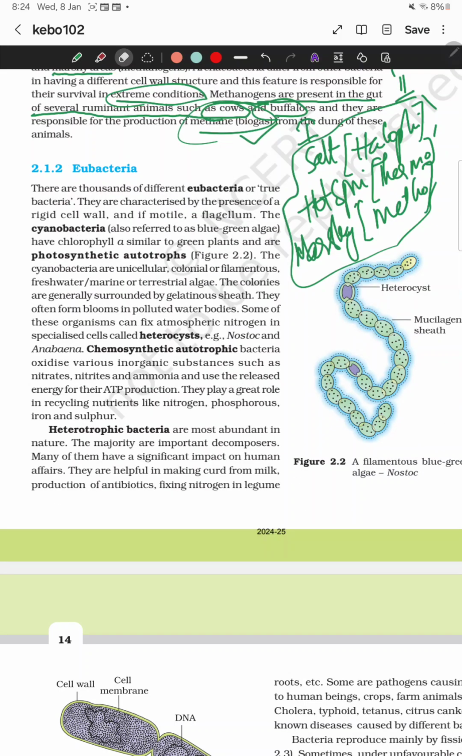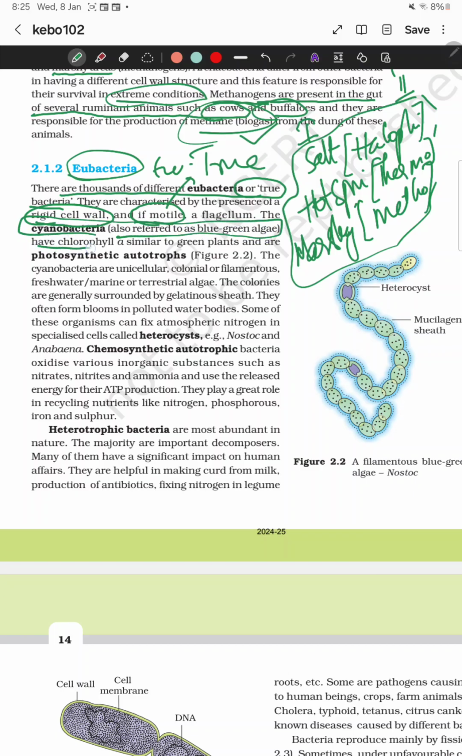Next, eubacteria. Eu means true, so eubacteria is true bacteria. It has the presence of the cell wall and flagella. Motile means it is able to move, and it includes the cyanobacteria, which are also known as blue-green algae. They have chlorophyll a and are photosynthetic autotrophs.